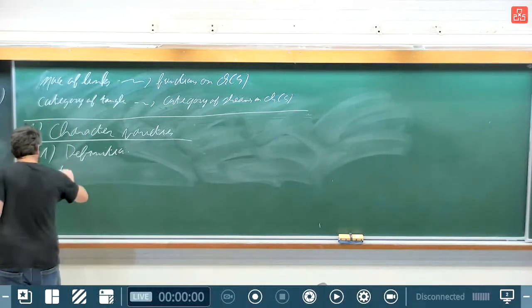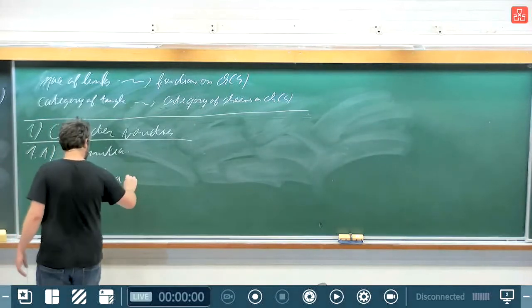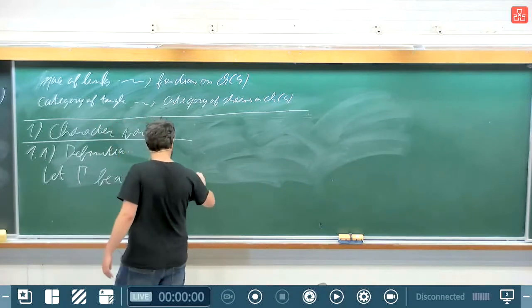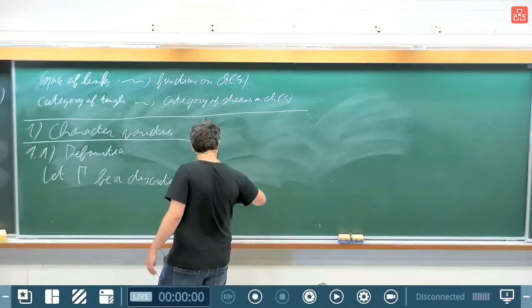Okay, so to be slightly general, let gamma be a discrete group. And I probably want it to be finitely generated.